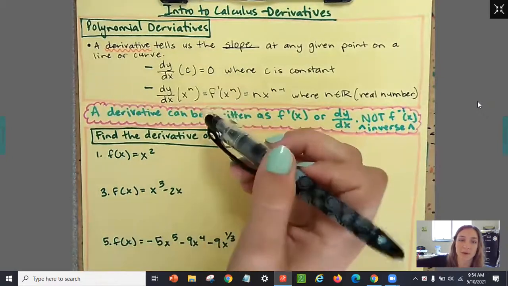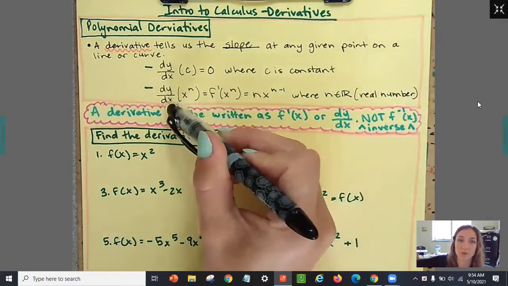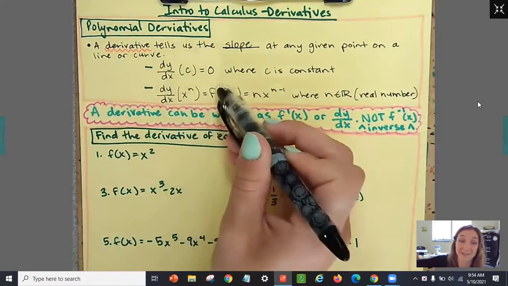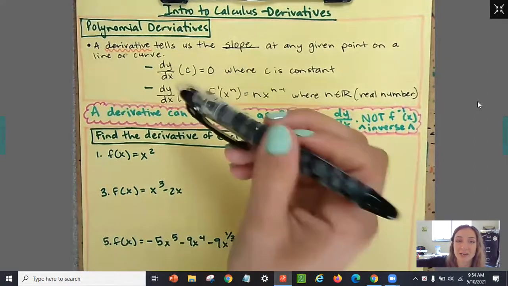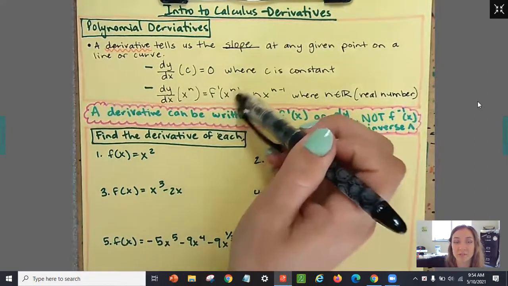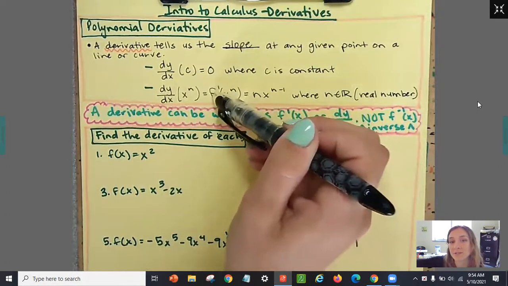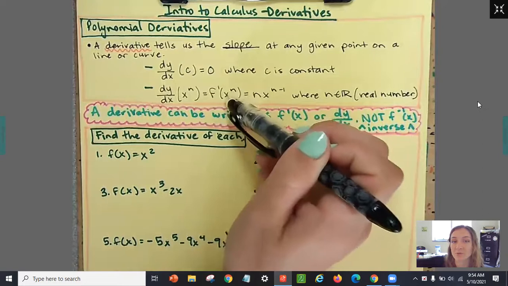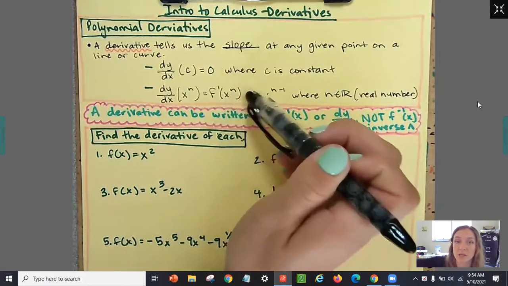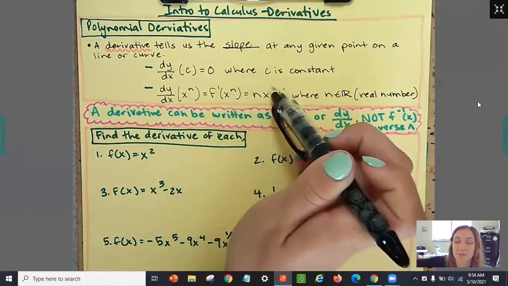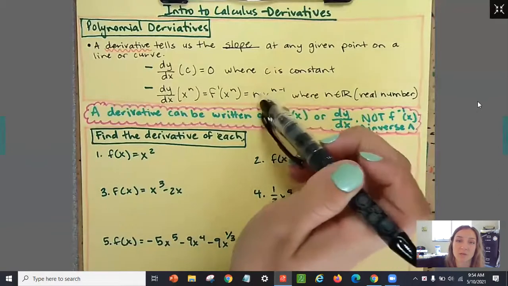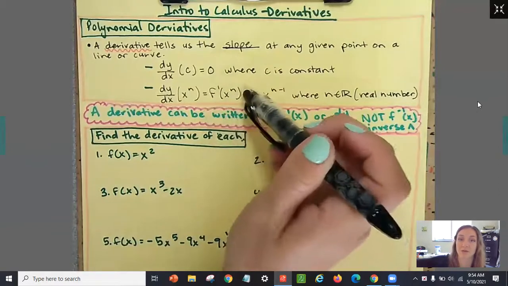If we're going to take the derivative of something to the power of n, then all we're going to do, and by the way, you can write the derivative as dy over dx or f and then a little first derivative mark. You're just going to take that exponent, multiply it by the front, and then take 1 away from the exponent. So if this was x to the third, then it would be 3x to the power of 3 minus 1, which is x squared. So this would be 3x squared.